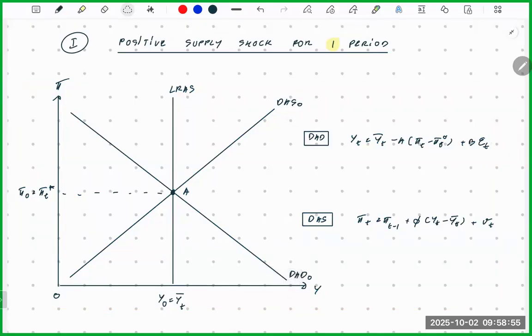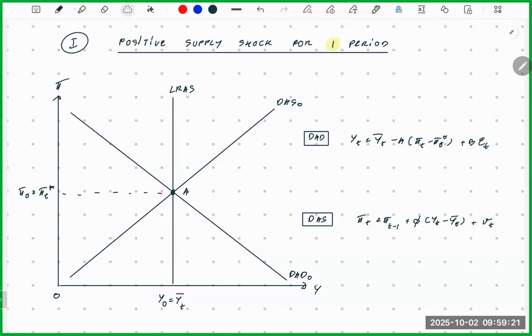The first case, this one, we have a positive supply shock. What is the meaning of that? Positive supply shock means that we have some external factor that makes the cost of production in our country increase. For example, we have a war, Ukraine, Russia. We have a war in the Middle East, Israel. For example, the price of oil increases, and it affects our country too, right?